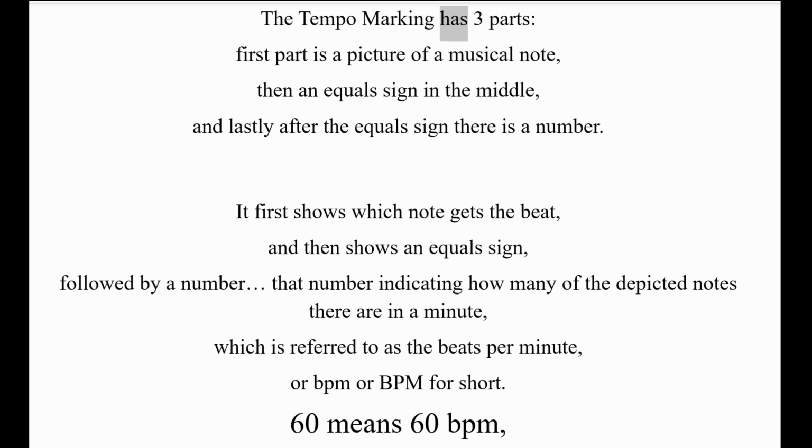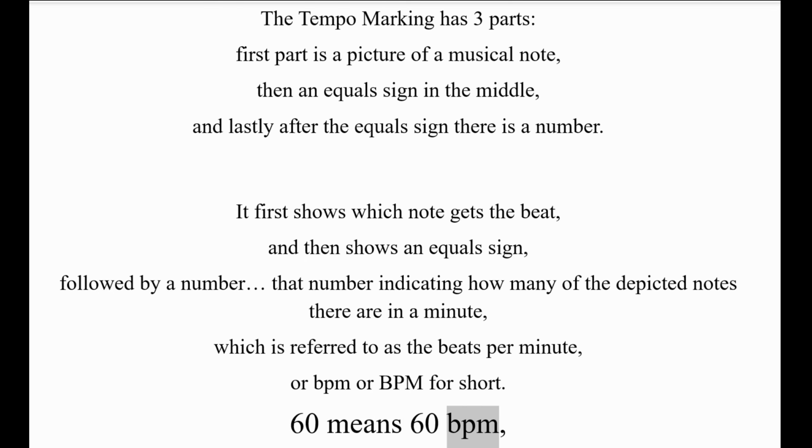The tempo marking has three parts. First part is a picture of a musical note. Then an equals sign in the middle. And lastly, after the equals sign, there is a number. It first shows which note gets the beat, and then shows an equals sign, followed by a number, that number indicating how many of the depicted notes there are in a minute, which is referred to as the beats per minute, or BPM for short.